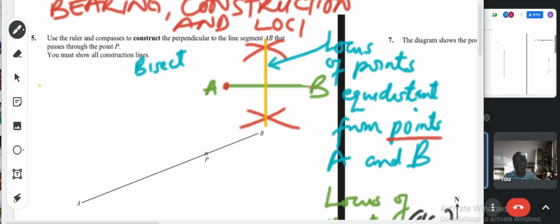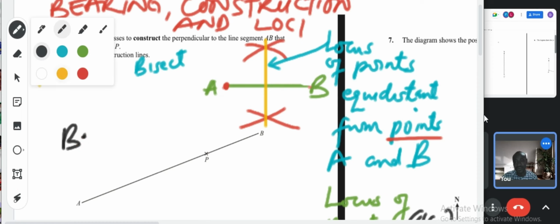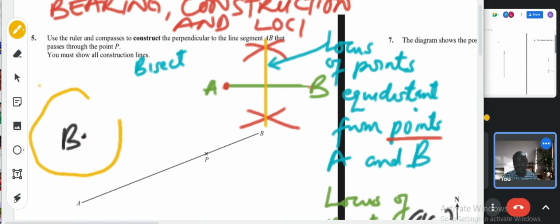Assuming this is you, B, you get a compass. If the question is that the area must not be more than 5 centimeters from where you are, you draw a circle of 5 centimeters around you, so that every point must be 5 centimeters from you.